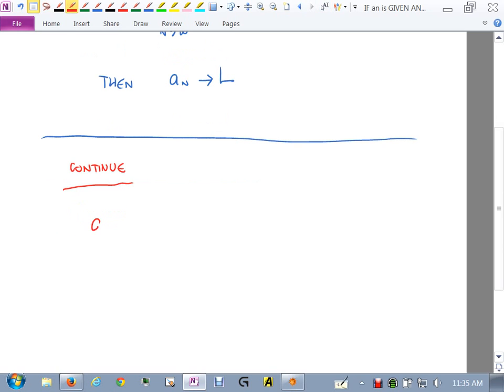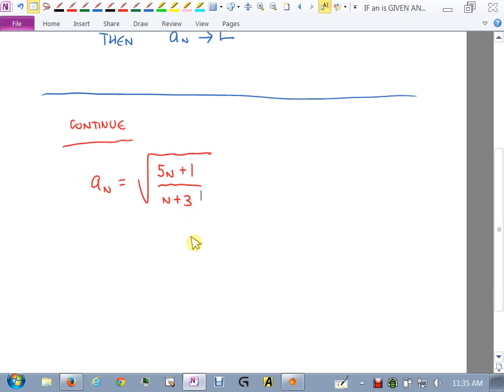We were trying to find the limit for a sub n equals the square root of 5n plus 1 over n plus 3. Okay, I'm going to write down here, let f of n equal this, for n in the real numbers and n greater than or equal to 1.